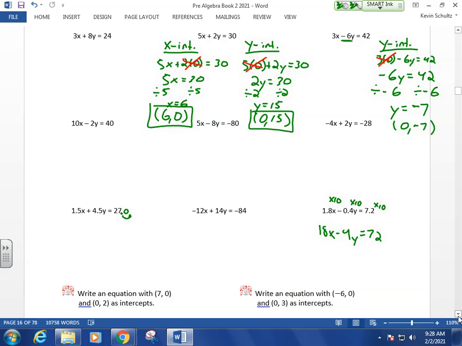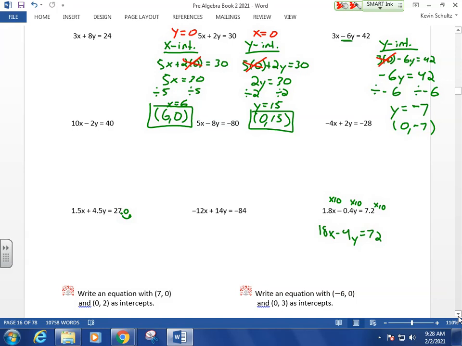Any others you want to talk about? Okay, and I've said this many times, and I'll say it again here. It goes back to that understanding that for an x-intercept, you're setting y equal to 0, and for that y-intercept, you're setting x equal to 0. That is your key. That is your key.